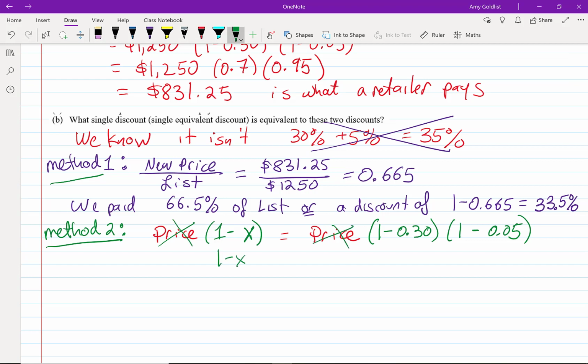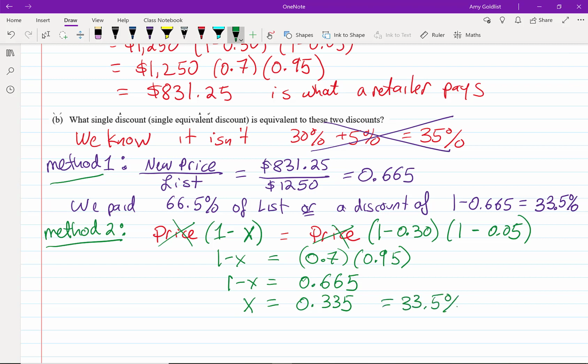So now I have 1 minus X equals 0.7 times 0.95. I multiply this through and I get 1 minus X equals 0.665. That's familiar, which means X equals 0.335, or 33.5%. Notice that both methods are giving us the same answer. This one is more algebra, and this one uses the numbers you already know.